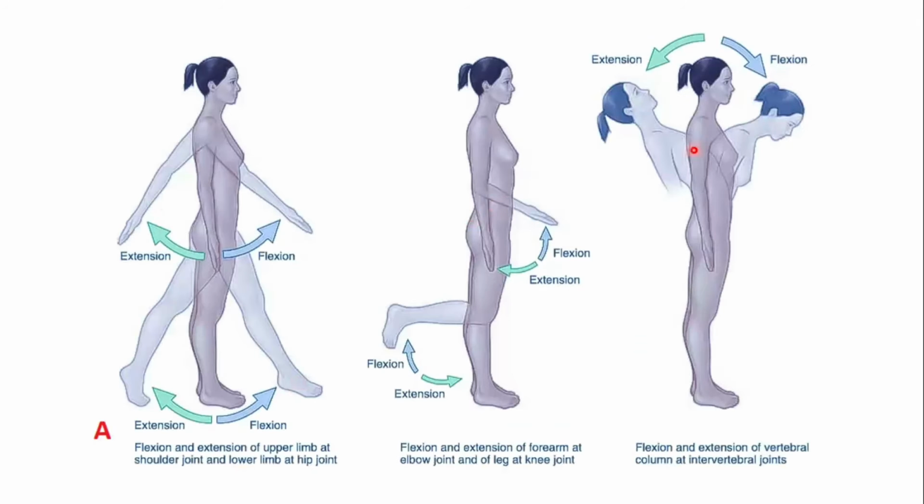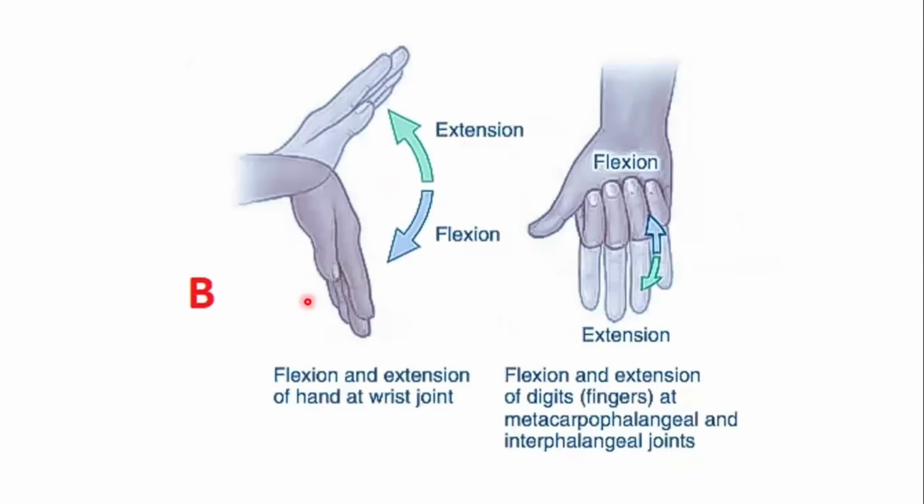And you could see this extension and flexion of the vertebral column at the intervertebral joints as well. This is flexion, bending anteriorly, and this is extension, bending posteriorly. And this is flexion and extension of the hand at the wrist joint. This is the flexion, and this is the extension, going back posteriorly. And this is flexion and extension of the digits, the fingers, at the metacarpophalangeal and the interphalangeal joints. These are the interphalangeal joints, and these are the metacarpophalangeal joints over here. This is flexion as we make a fist, and this is the extension, opening the fist.